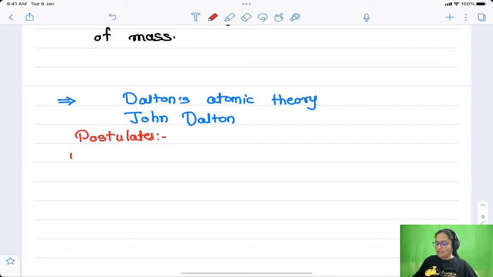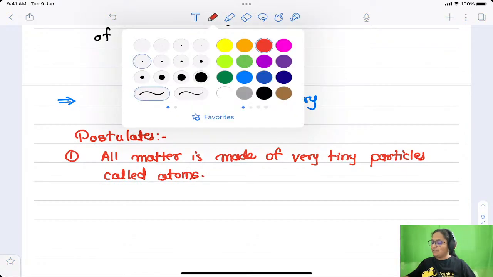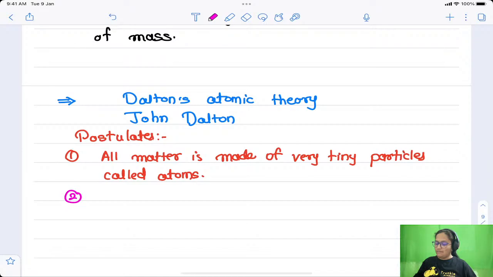So the first postulate I will write down. All these things you already know. All matter is made up of very tiny particles. These tiny particles are called atoms. This we know already. This is the first postulate. Then second I will write down. Atoms are indivisible. Atoms are indivisible particles.